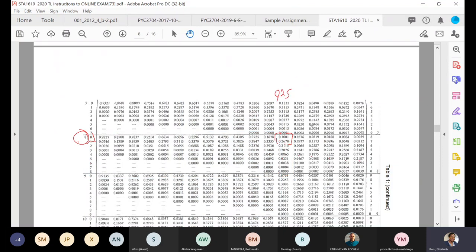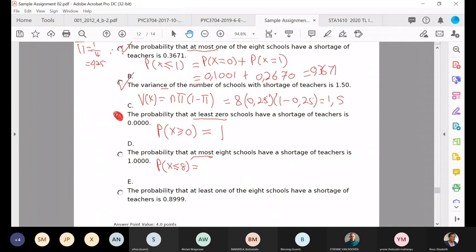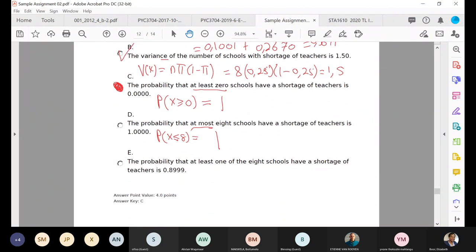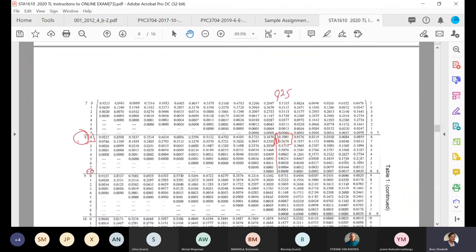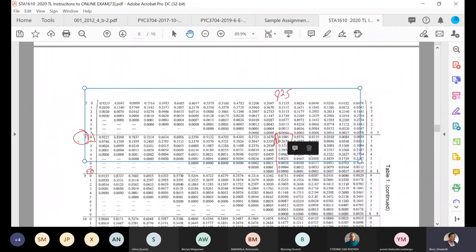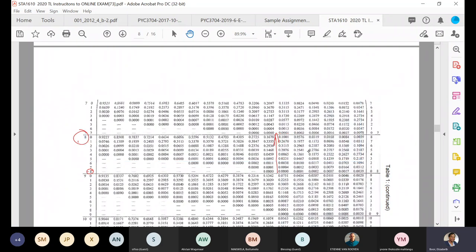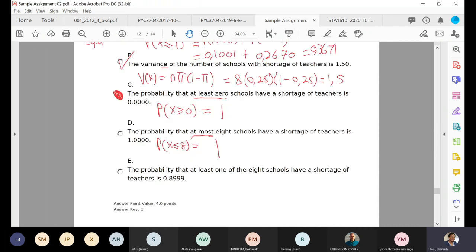So when they say the probability that at most 8, we are on 8, so it means adding all of them again. So at most 8 means all of them, so it should be equal to 1 as well, because it's all of them. It's the sum of all these values, because it says less than or equal. Adding up all of them. So that will be correct.